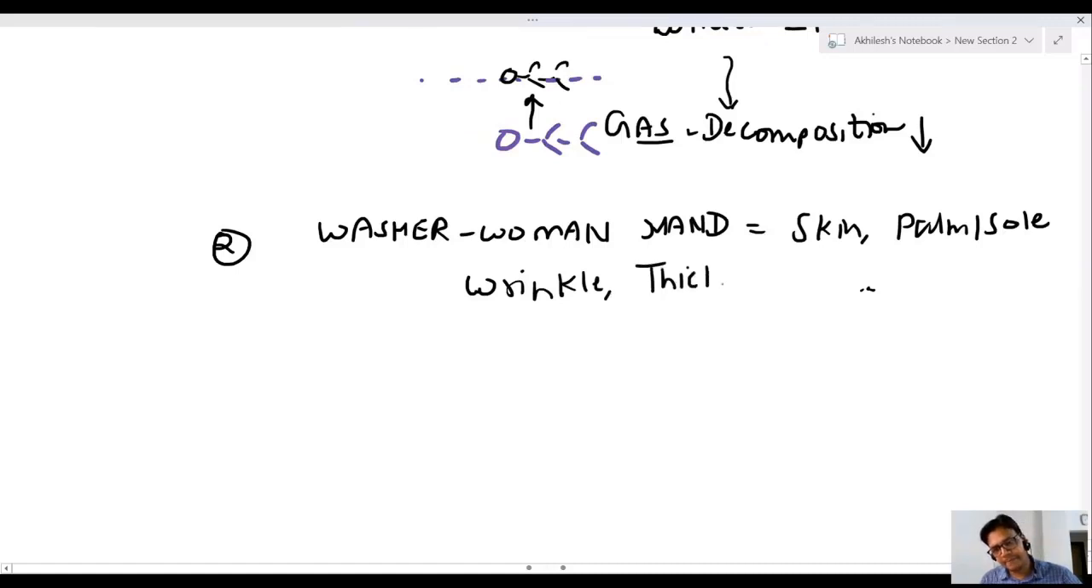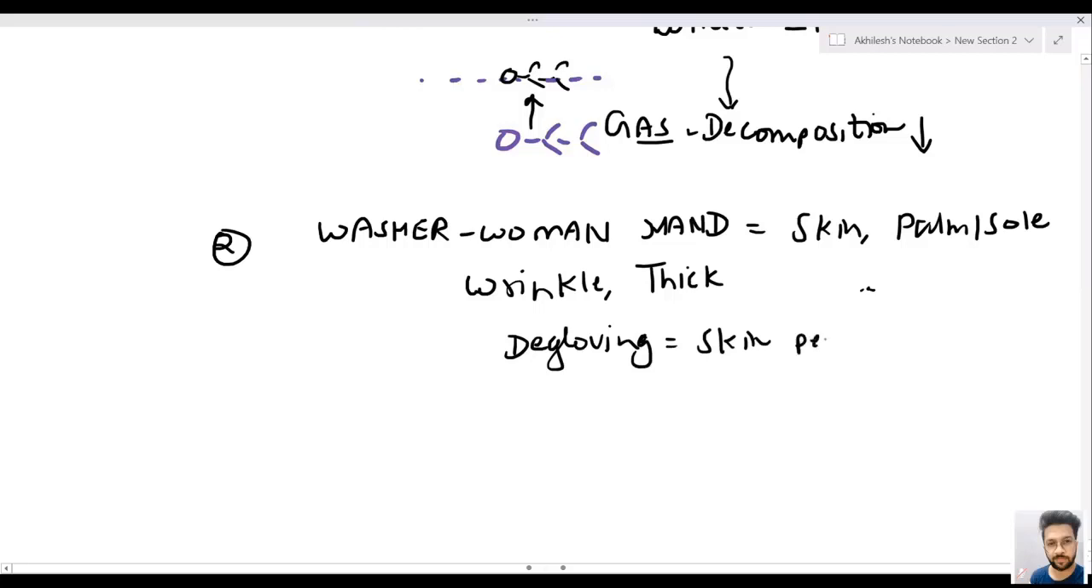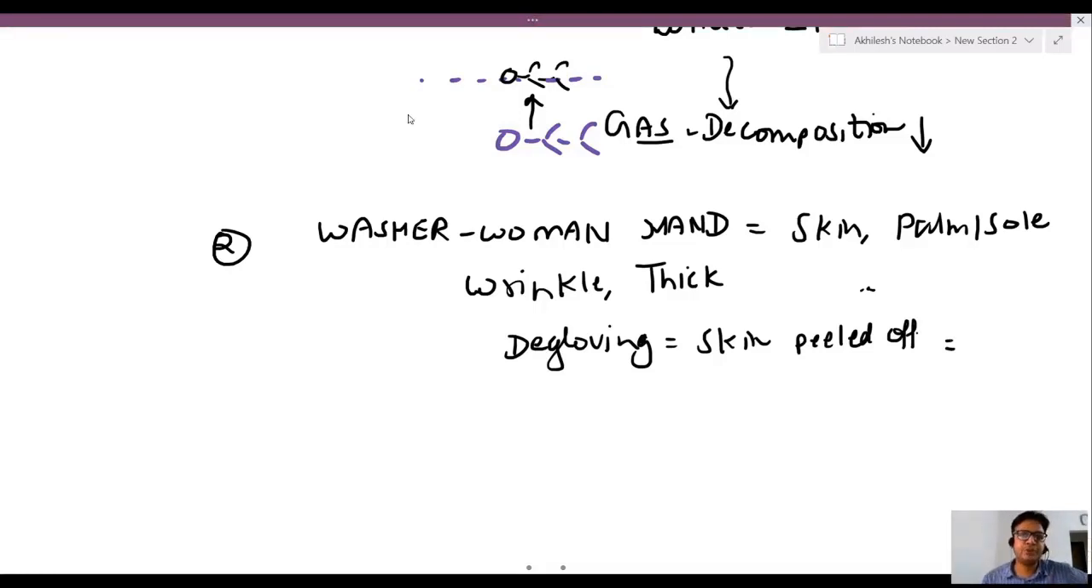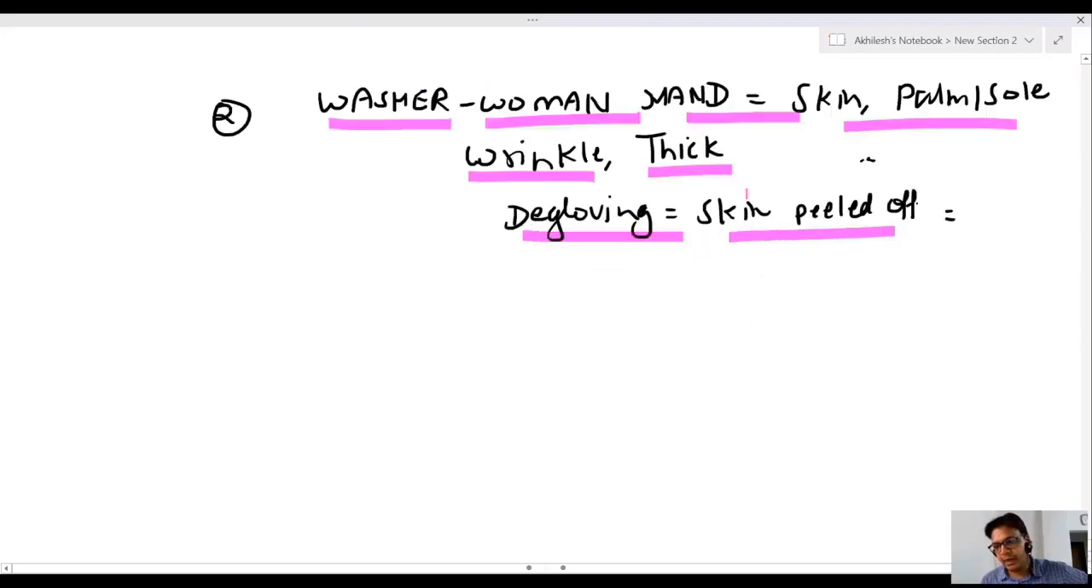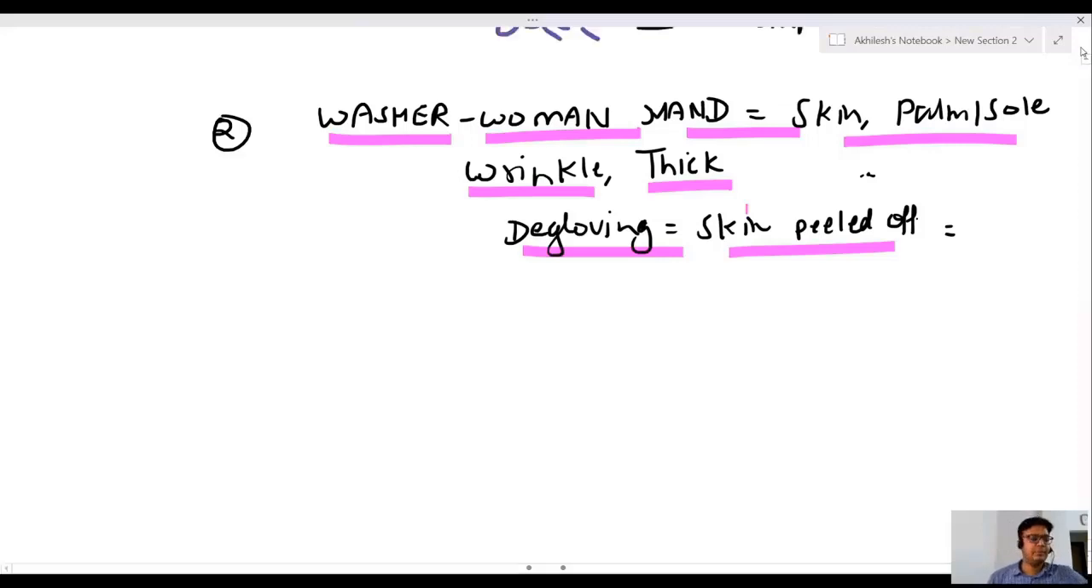There will be thickening of the skin and degloving. Degloving means the skin will be peeled off. So these changes are known as washerwoman hand. These are seen in antemortem as well as postmortem drowning. The skin of palm and sole becomes wrinkled, thickened, with degloving. The skin is peeled off. This is known as washerwoman hand, seen in antemortem as well as postmortem drowning.